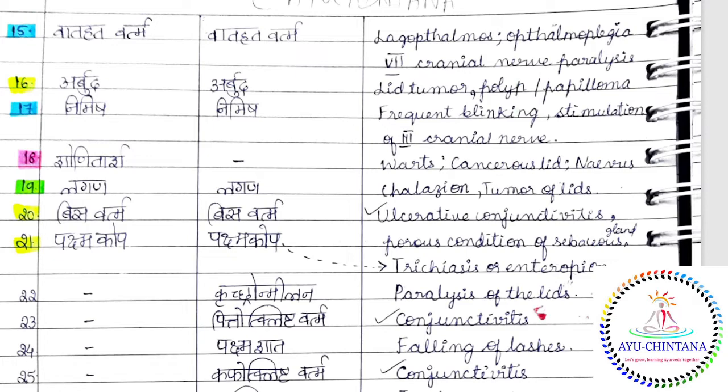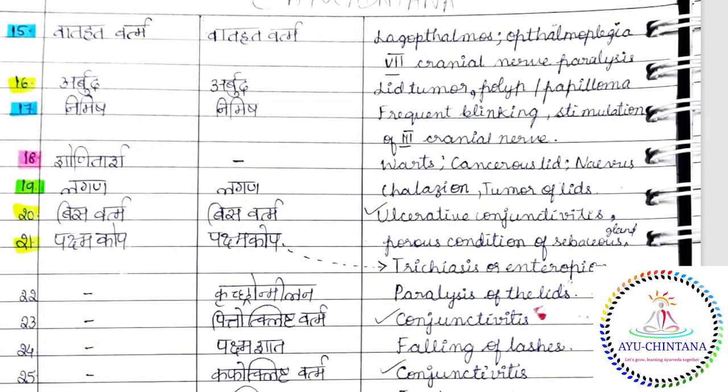Right? So I'll repeat it once again. Arbuda is a Sannipataja Vyadhi, while Nimesha is a Vataja Vyadhi. Then Shonitarsha is a Raktaja Vyadhi. Lagana is a Kaphaja Vyadhi. Bisavartma is a Sannipataja Vyadhi. And Pakshmakopa is also a Sannipataja Vyadhi.